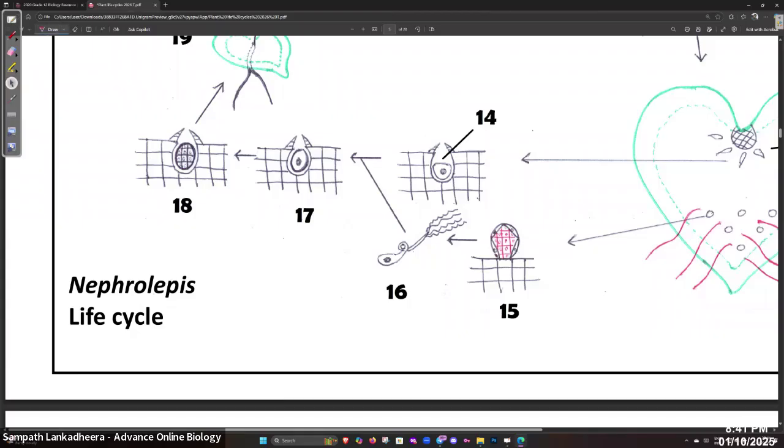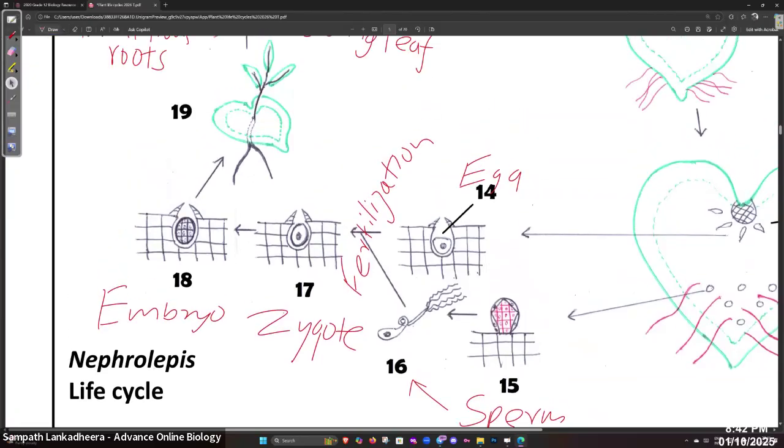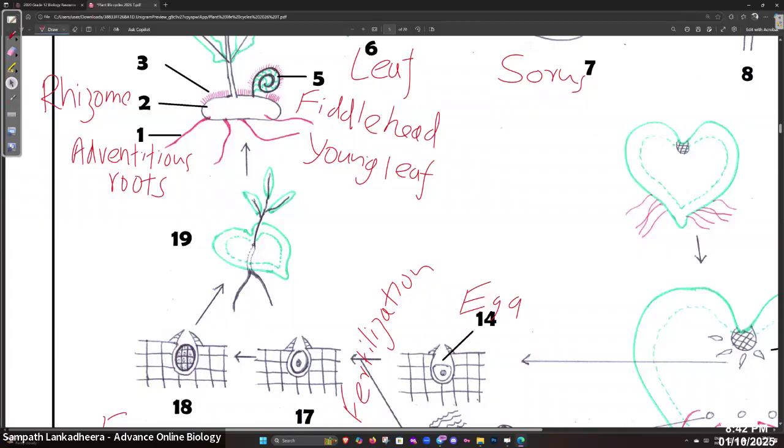Number 15 and 14. This is the egg. I will take it as egg. This is sperm. 16 is sperm. 15 is archegonium. 17 is a zygote, formed by fertilization. 18 is embryo, and then we get the young plant. Number 19, what is that, people? Young sporophyte. So that's it.